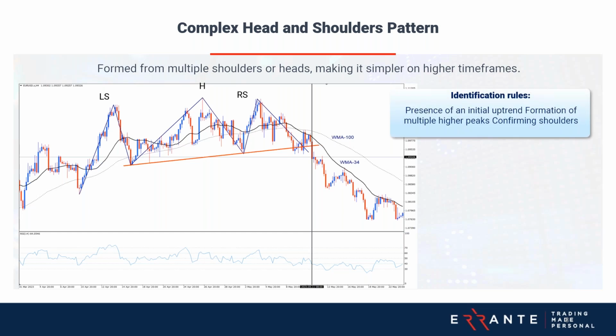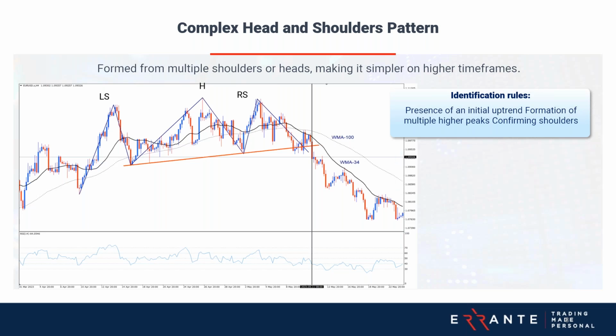Okay, the complex head and shoulders is characterized by the presence of multiple shoulders or heads within the same structure. Unlike the simpler version where there is only one left shoulder, for example, one head and one right shoulder, the complex version may feature several peaks and collectively form one or more of these components. So these patterns often appear more clearly on higher time frames. The reason is that on lower time frames, the complexity might make the pattern appear less distinct, but as you zoom out, the overall structure becomes easier to somehow discern.